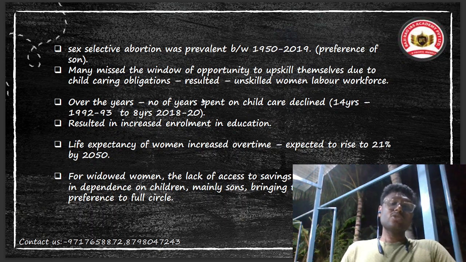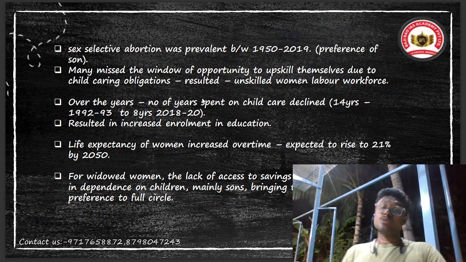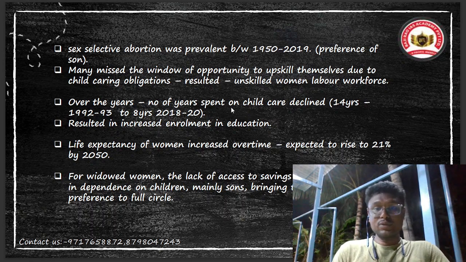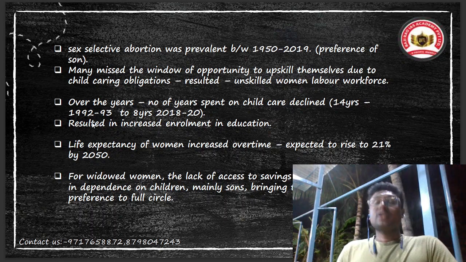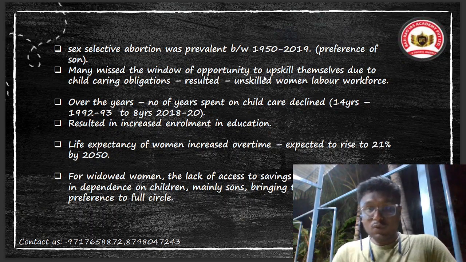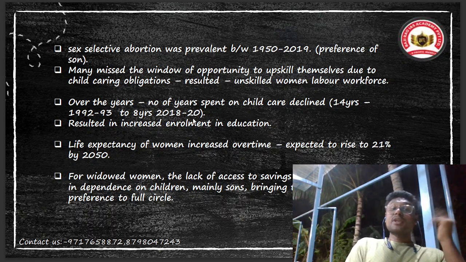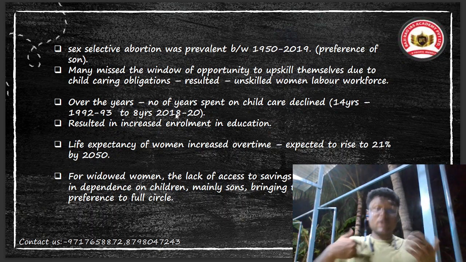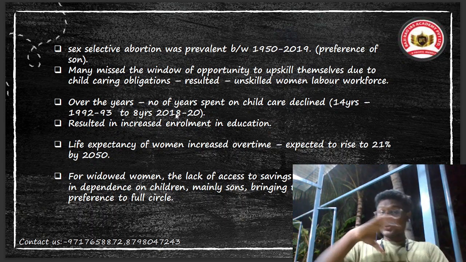Okay, guys, and also you see over the years the number of years spent on child care has declined from 14 years to 8 years. Actually, in 1992-1993 the number of years spent on child care was 14 years, and in 2018 to 2020 it is just 8 years. So the trend has been changing. The time women make available for child care has decreased.